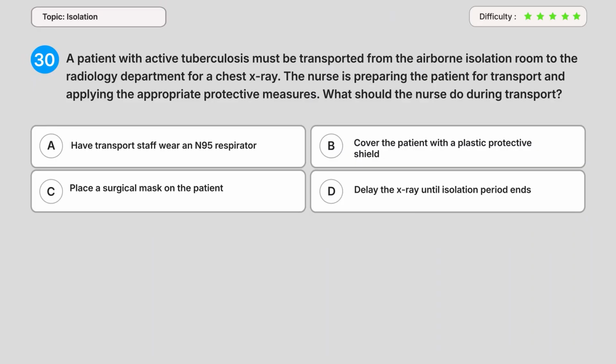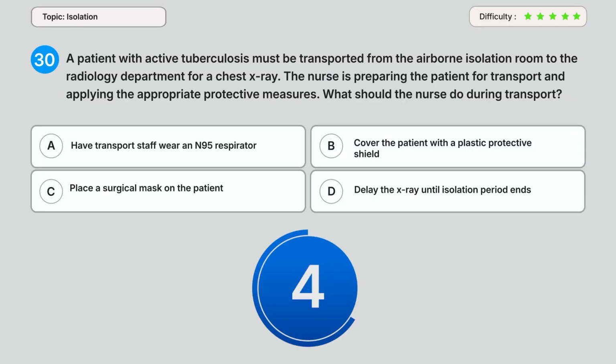A. Have transport staff wear an N95 respirator. B. Cover the patient with a plastic protective shield. C. Place a surgical mask on the patient. D. Delay the X-ray until isolation period ends. What do you think is the answer?